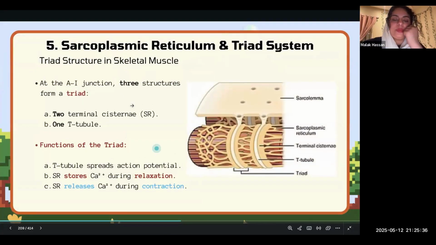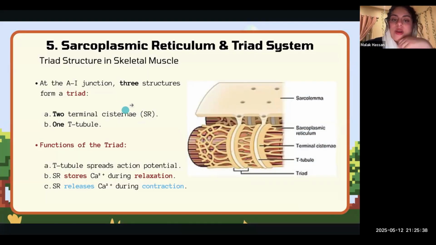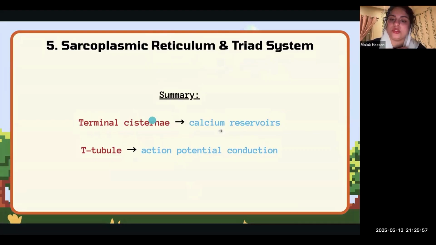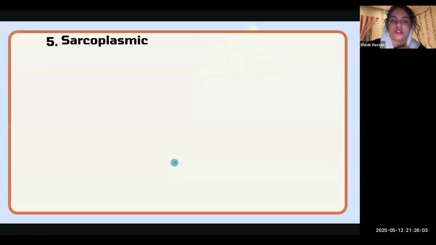Now, at the A-I junction, you have three structures that form a triad. Like we said, the two terminal cisterna and one T-tubule. The function of the triad is that the T-tubule will spread the action potential, and the sarcoplasmic reticulum, or the terminal cisterna, will store calcium during relaxation and release calcium during contraction. So terminal cisterna are the calcium reservoirs, and T-tubules are for action potential conduction.